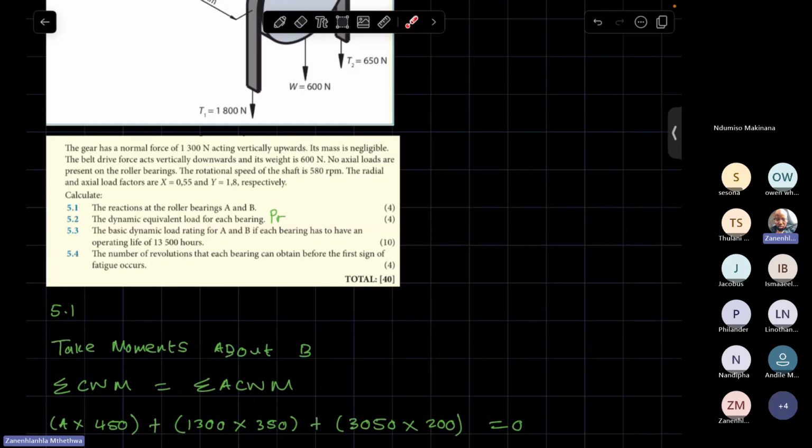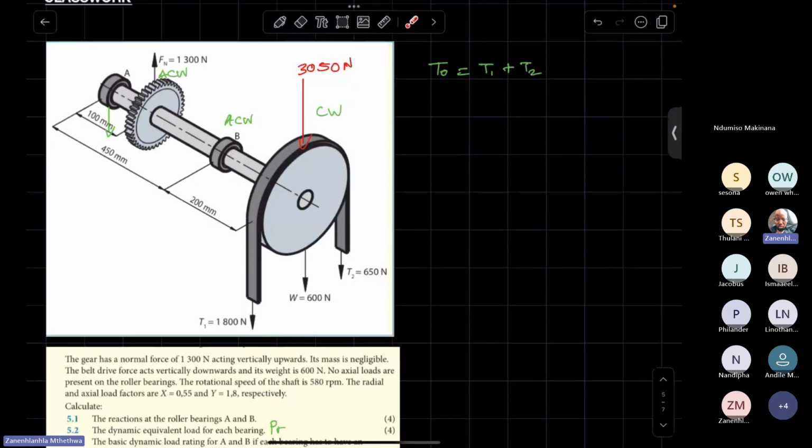Because remember, you get bearings that are only subjected to axial loads, you get bearings that are only subjected to radial loads, and then you get bearings that are subjected to both radial and axial loads. Now, for this one, they did say we do not have axial loads. Even from the diagram, we could tell that we do not have axial loads.